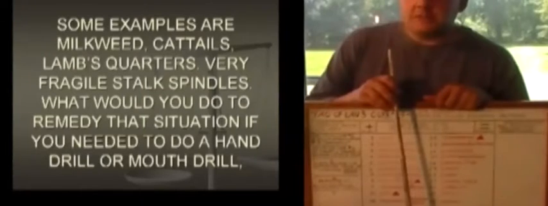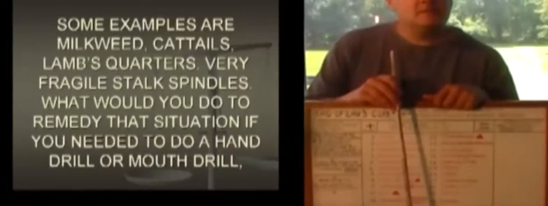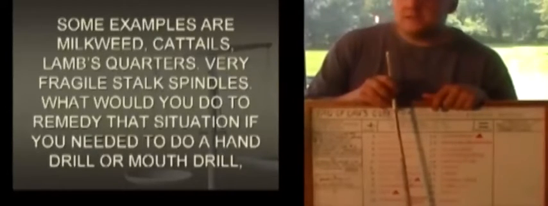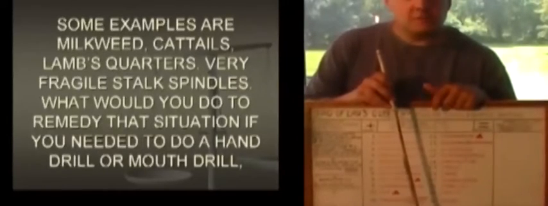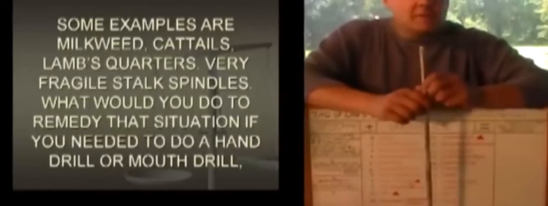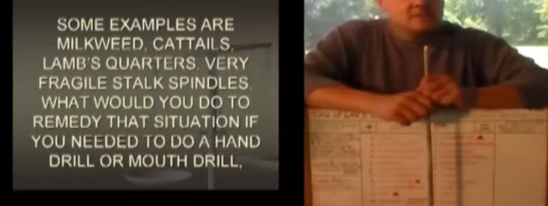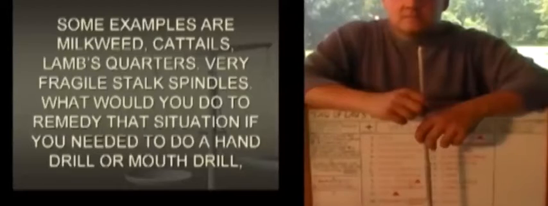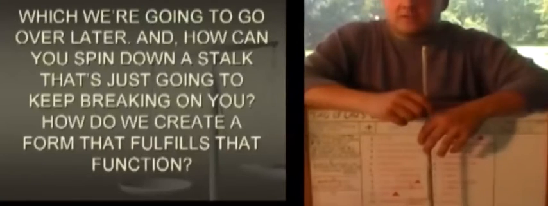See how fragile this is? Look. Some examples are milkweed, cattails, lamb's quarters, very fragile stalk spindles. What would you do to remedy that situation if you needed to do a hand drill or mount drill, which we're going to go over later? And how can you spin down a stalk that's going to just keep breaking on you?